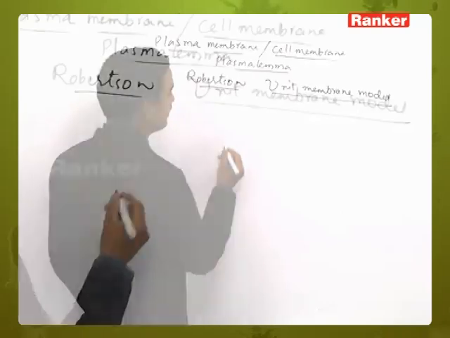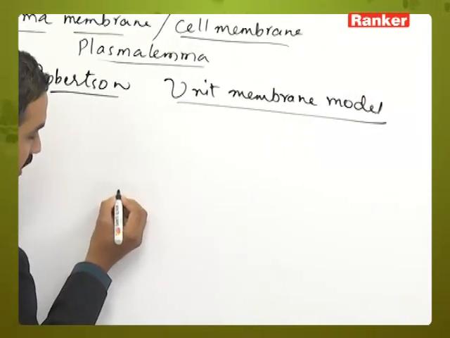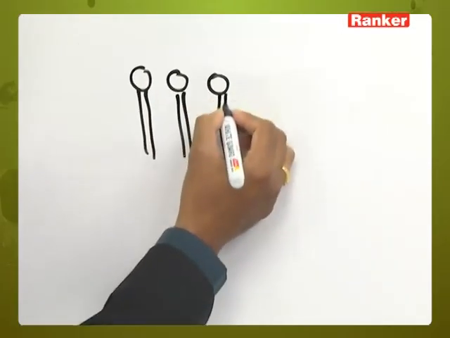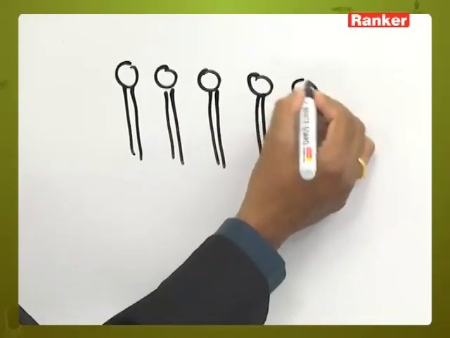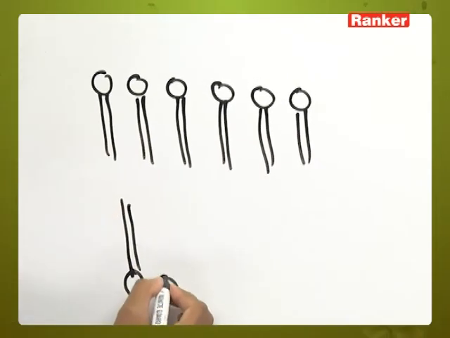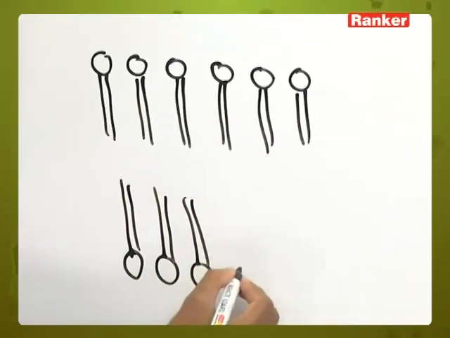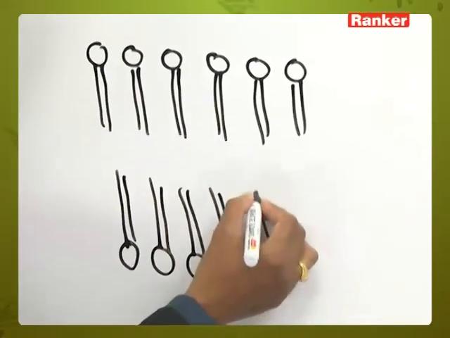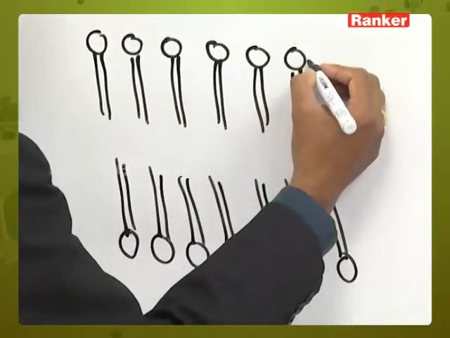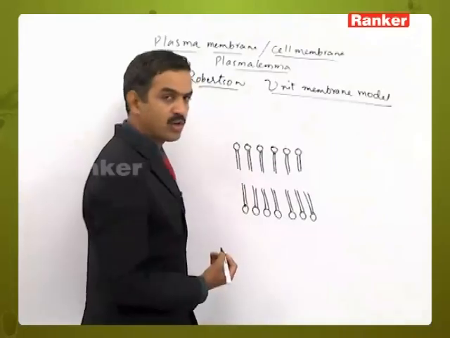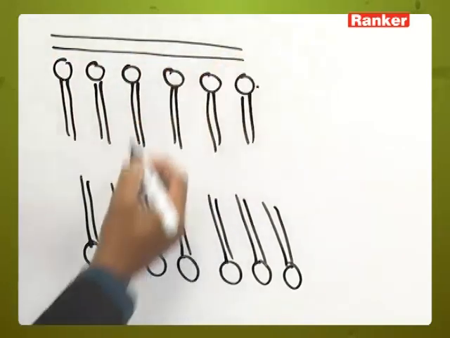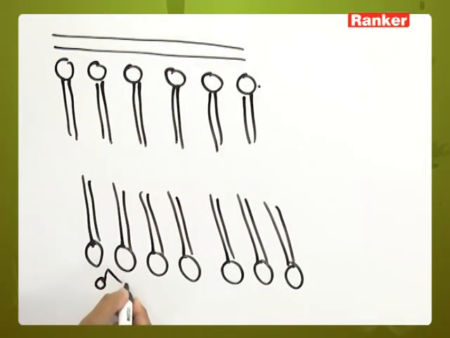According to Robertson, the phospholipids are present in the center, which is considered to be the bilayer, but as one layer only. And on either side, as in the Daniel and Davson model, the protein layers are present on both sides of the phospholipid bilayer. And here also we can see the hydrophilic head and the hydrophobic tails. But here the proteins present on the outer side are different from those present towards the inner side.